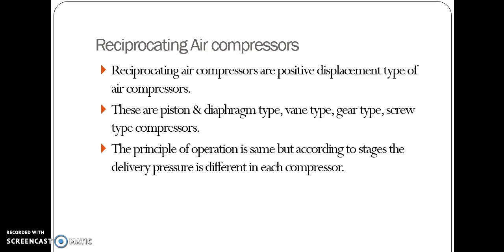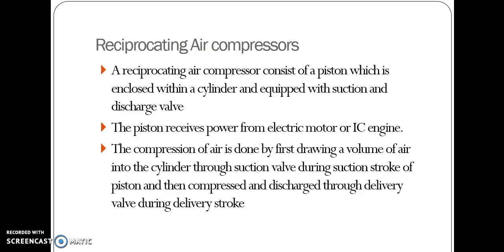Reciprocating air compressors are positive displacement type of air compressors. These are piston and diaphragm type, vane type, gear type, screw type compressors. The principle of operation is the same, but according to the stages, the delivery pressure is different in each compressor.